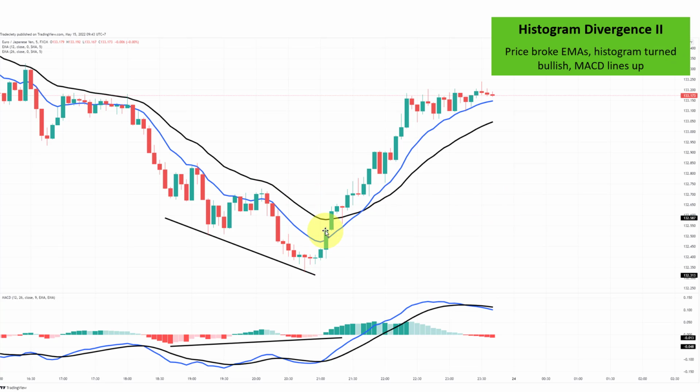This changes here. We break above the moving average after the divergence. We take out the previous high, which is here. The market broke out above it and then the trend changes.